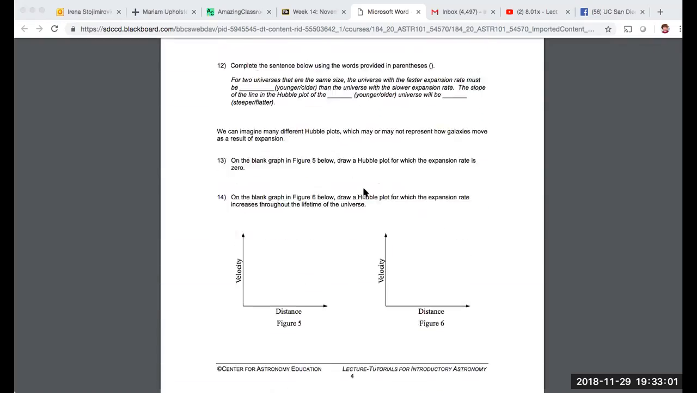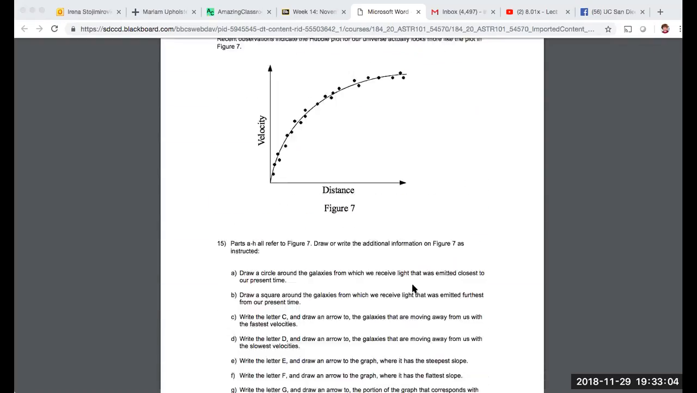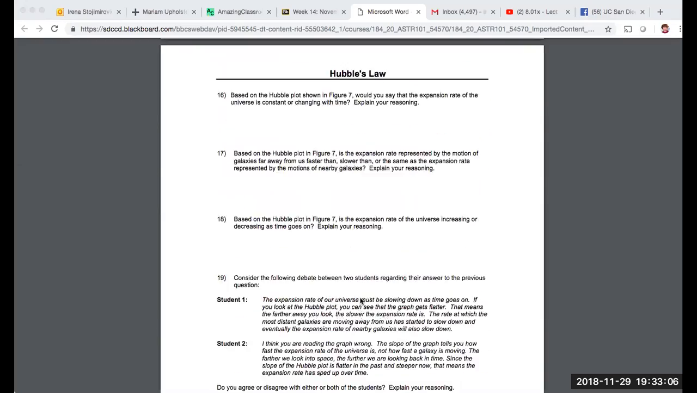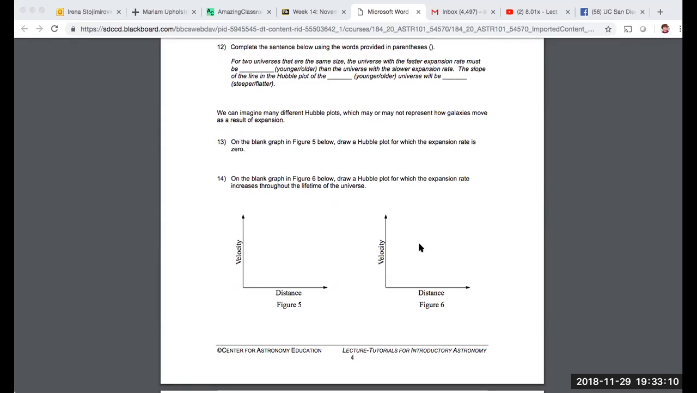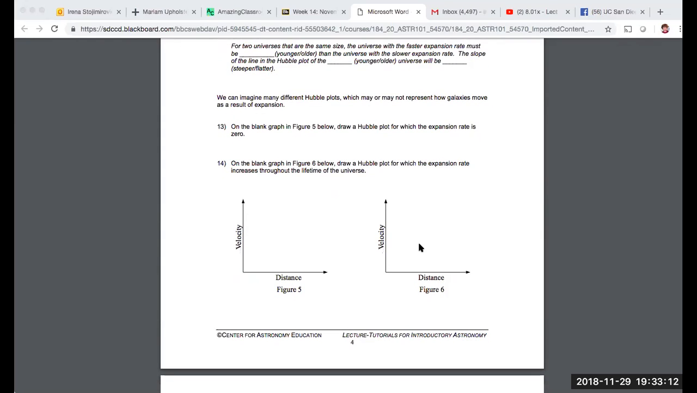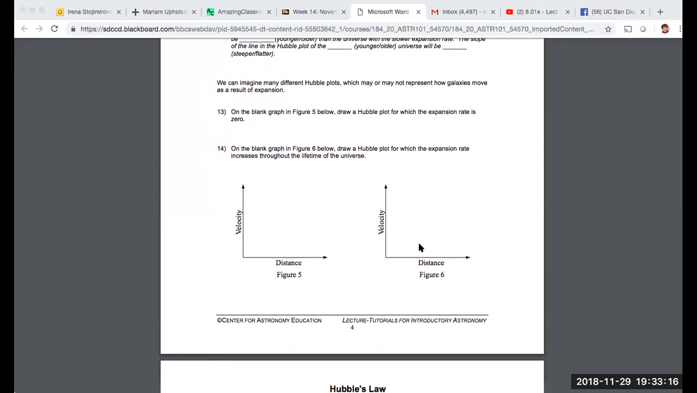Now if you go back to your plot over here, 14, is that the last question? Yes. Would you change something? Yes. Okay, what would you change? I have to read the question again.